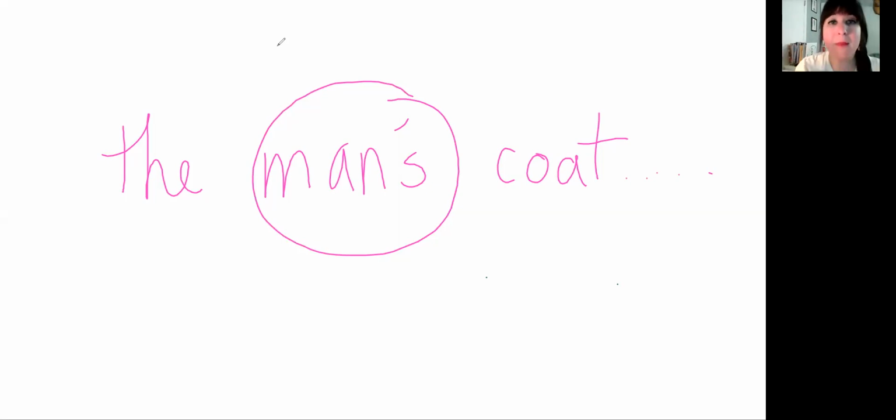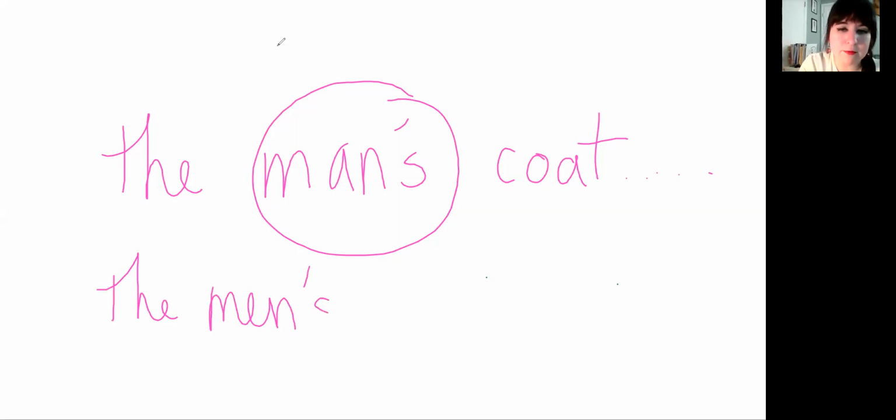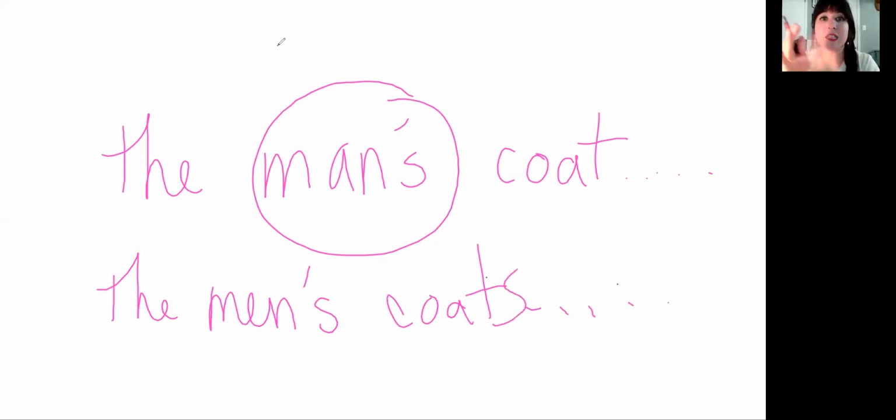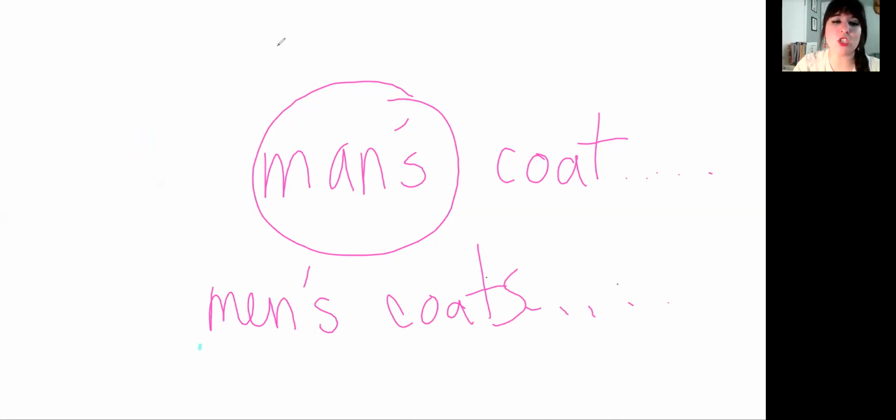What if you want to say the men's coats were? Men is more than one man. Where do you put the apostrophe S? Right after it. Oop, coats. Need to make it plural. Okay, so there's lots of different ways. The main thing you need to remember is that possessives show ownership. So no matter what you're doing, just remember that.